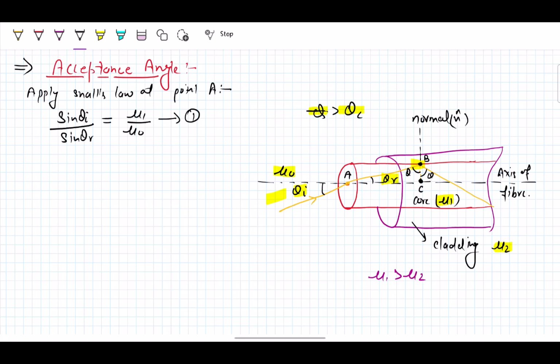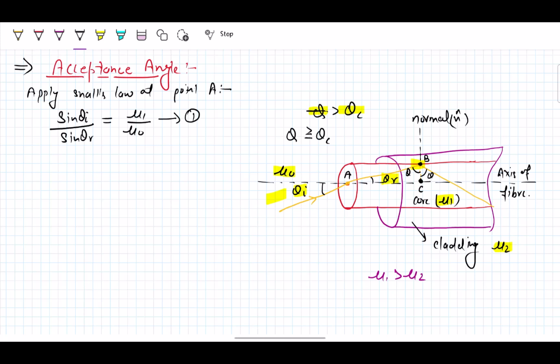The largest value of theta I is only when theta is equal to or greater than theta c, that is the critical angle. Then this value of incident angle can be represented by theta I max. What I am saying here is that this incident angle is only suitable when theta is equal to or greater than theta c. Am I right? This is the maximum incident angle through which we are getting TIR.